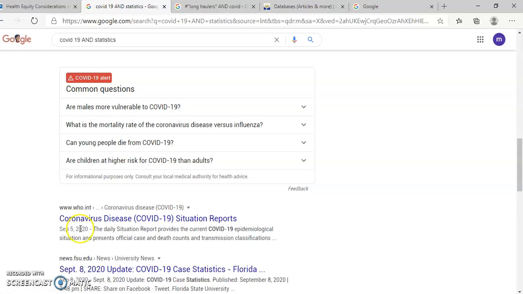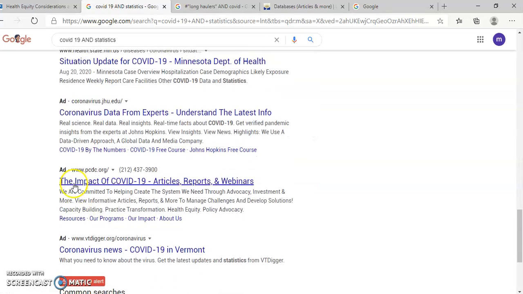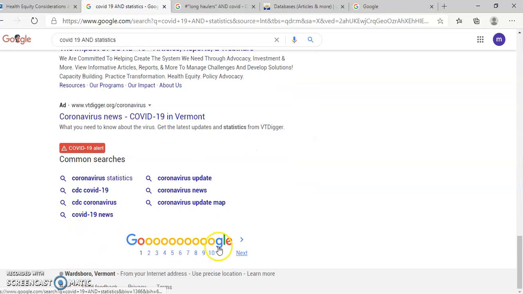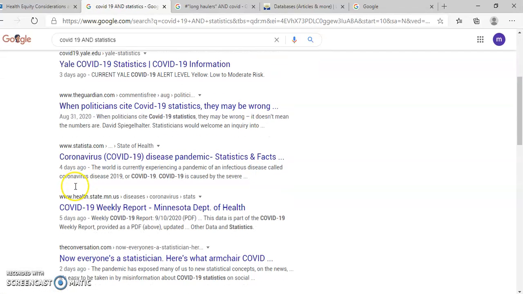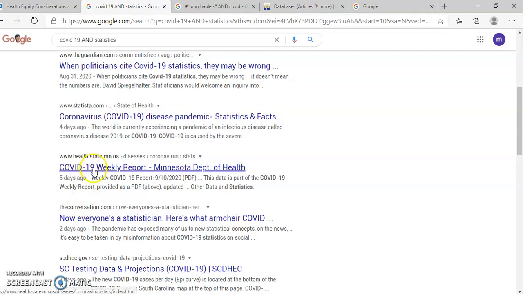And then it gives me something from September 5th. And then information, if we go on to the second page, from earlier dates as well. So that is an excellent way to choose information from a specific time period.